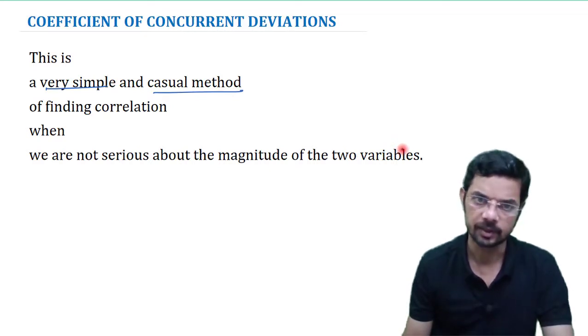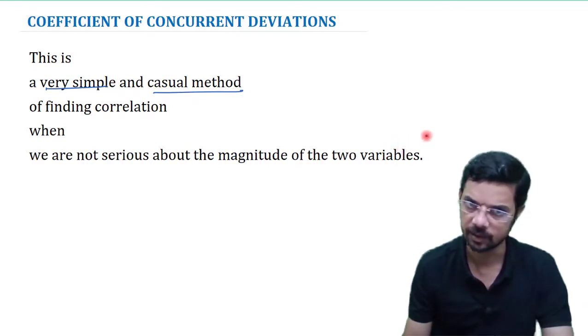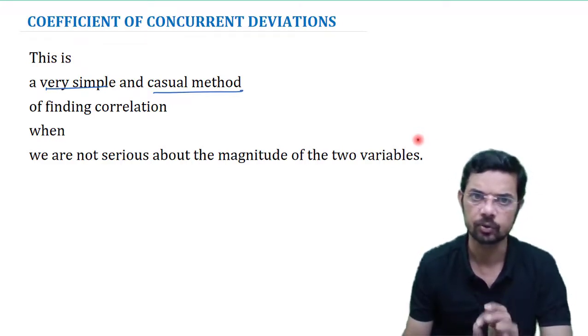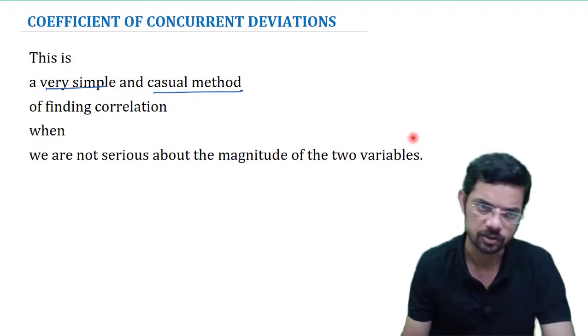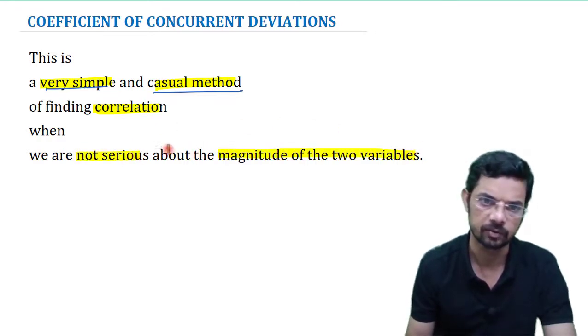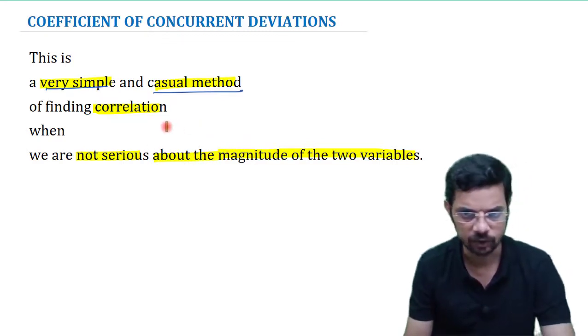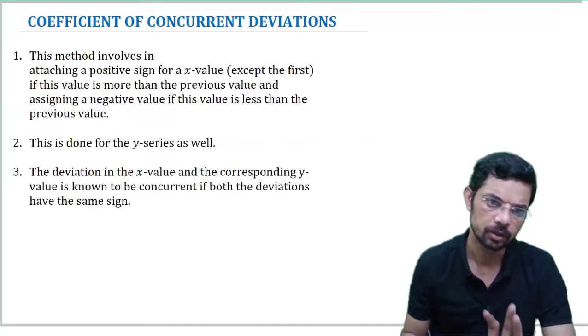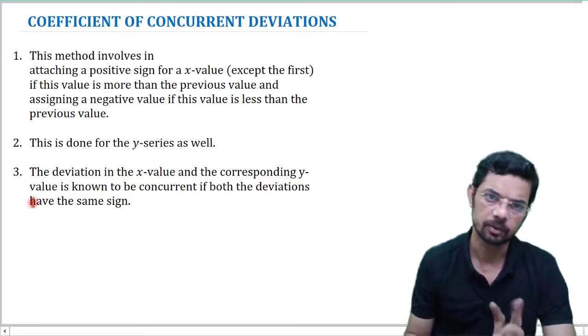Whether there is an increasing trend or whether there is a decreasing trend, that's what we are trying to understand or find out using coefficient of concurrent deviations. This is a very simple and very casual method of finding correlation when we are not serious about the magnitude of the two variables. So let us understand this through an example, and what are the processes involved.